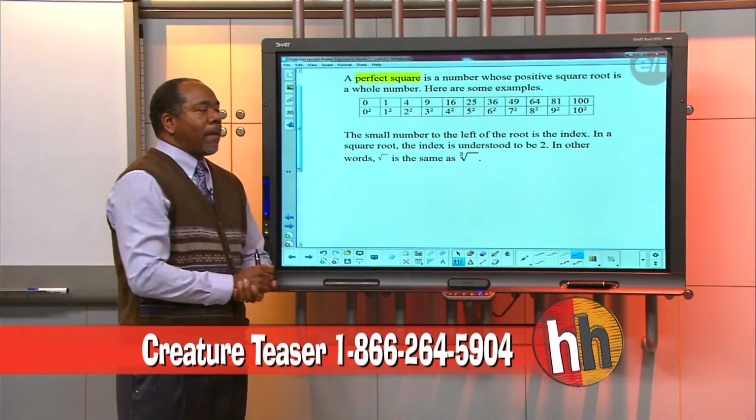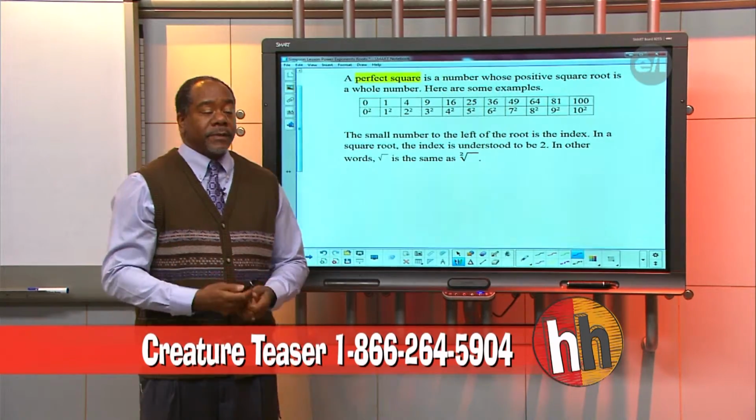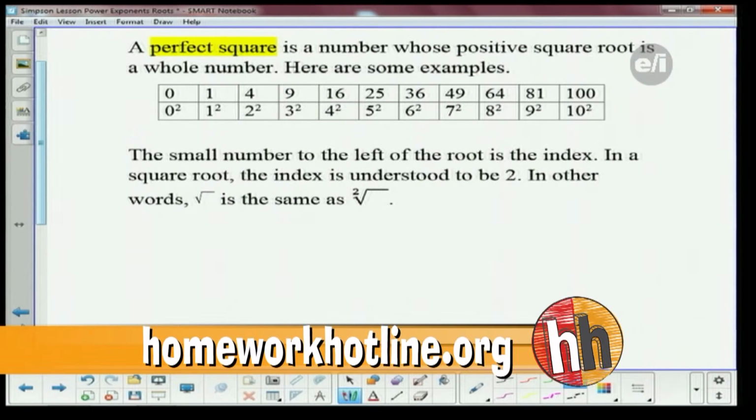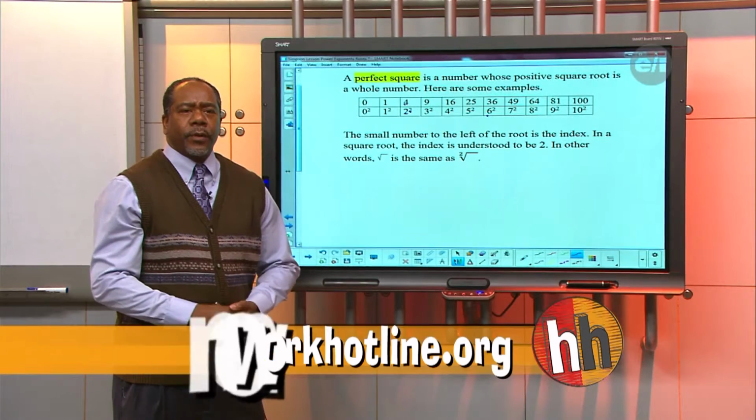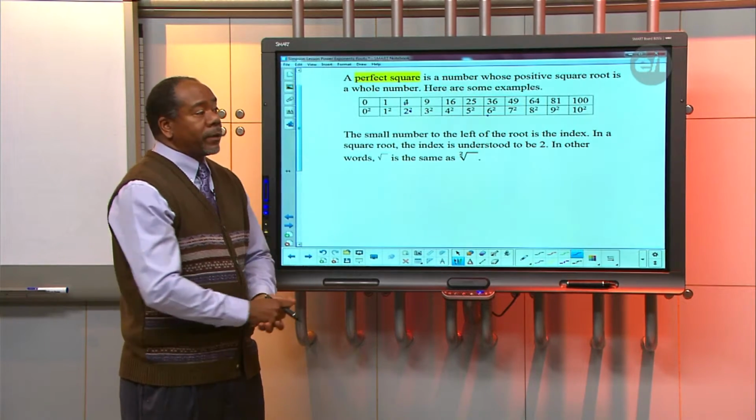There are things called perfect squares. Perfect squares are numbers that are multiplied by themselves. For example, 2 times 2 is 4. 4 is a perfect square. 3 times 3 is 9. 9 is a perfect square. 5 squared is 25. 6 squared is 36. Square roots are pretty popular and pretty important in math, and you really want to know what they are.